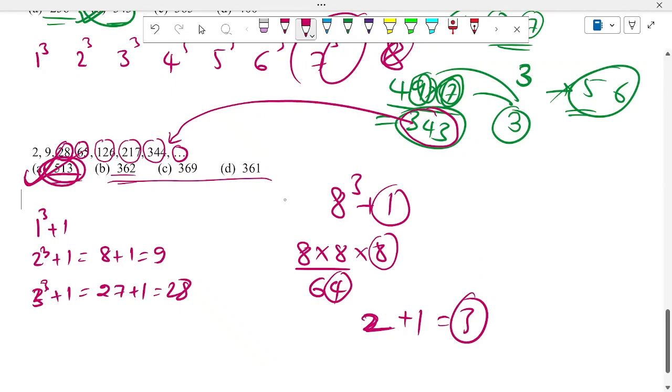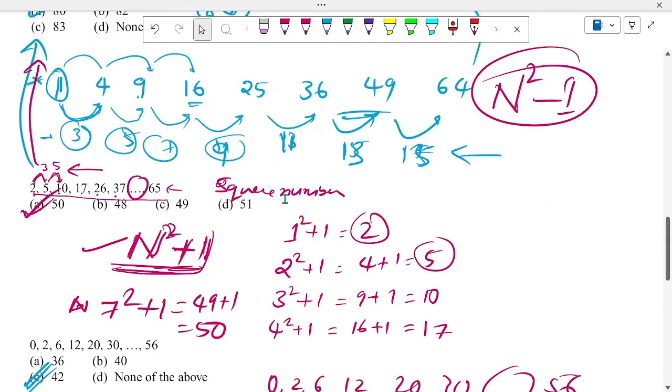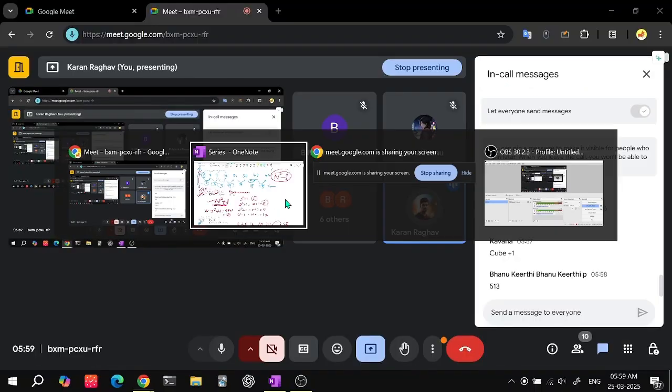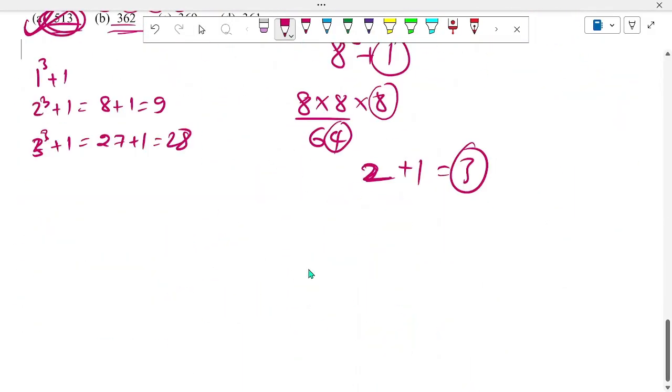So you can observe, this is enough for series questions, series of numbers. In tomorrow's class, we'll go for series of letters. Okay, letter series.